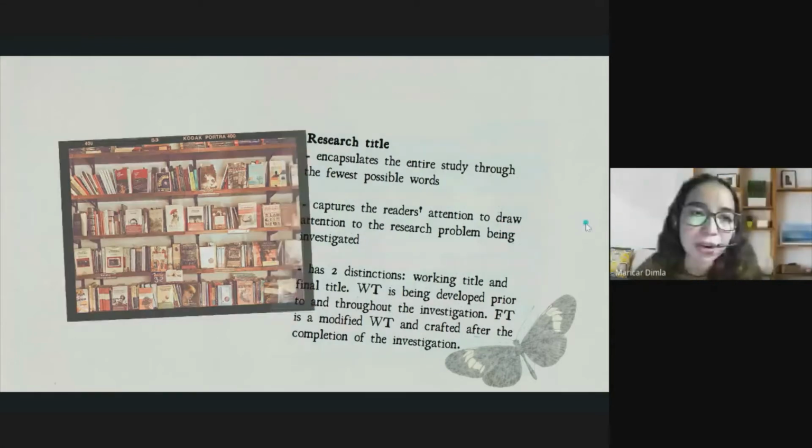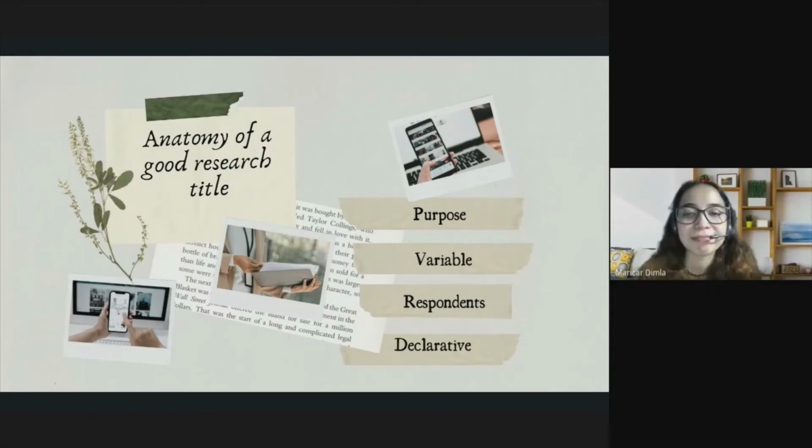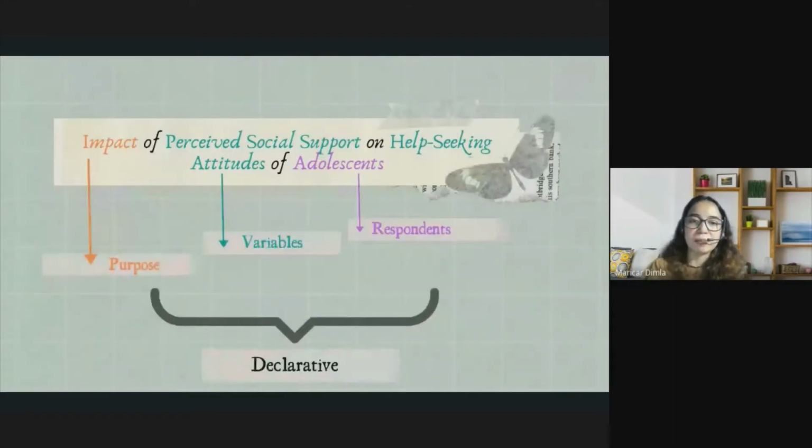O, di ba? You now become more specific. So with that, we can now proceed to the parts or the anatomy of a good research title. A title must have a purpose, variable or variables, plus respondents, and it must be in declarative form, not in question form, because all the questions must be found in your statement of the problem. Okay, so we have here an example.